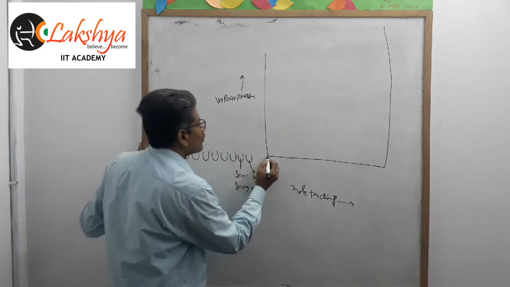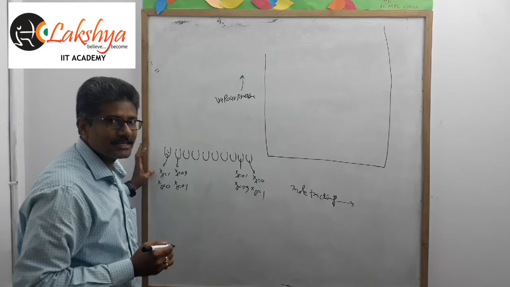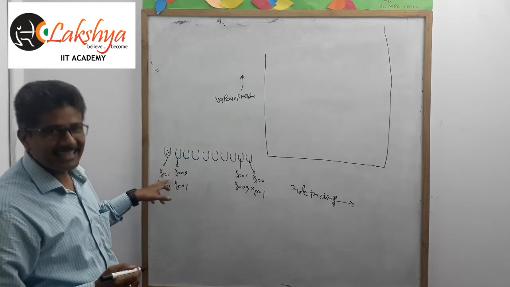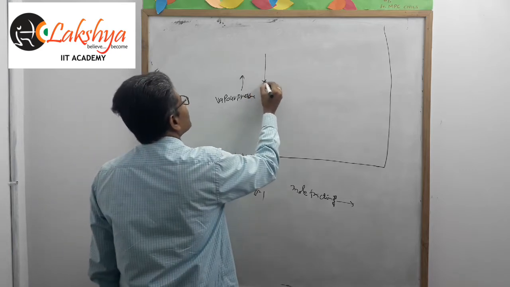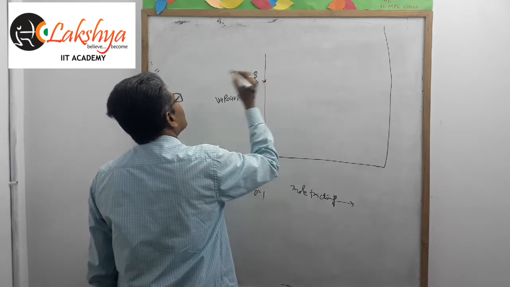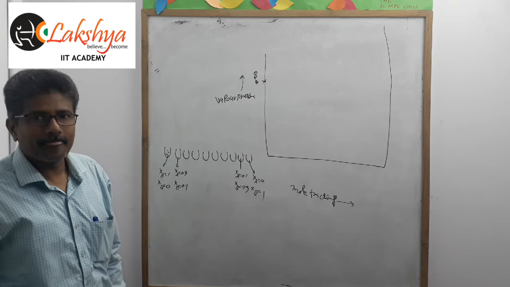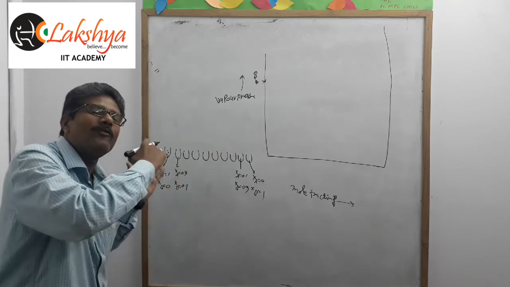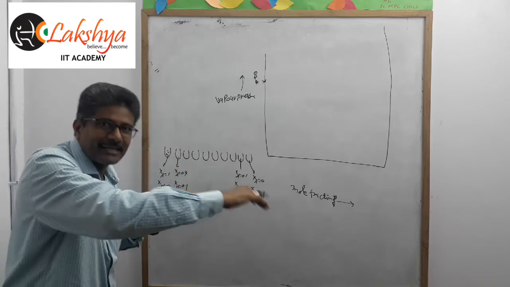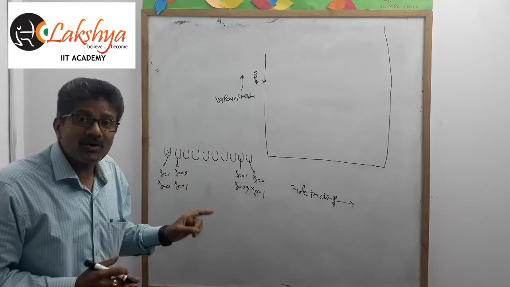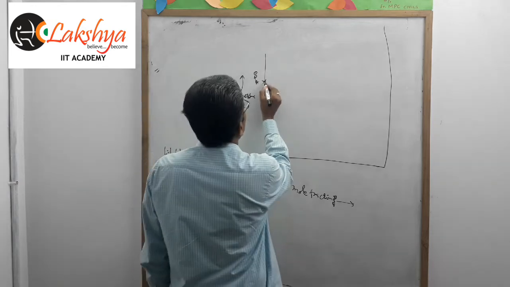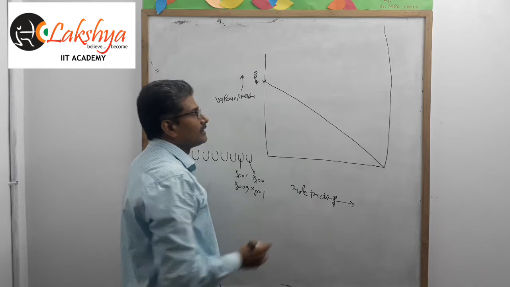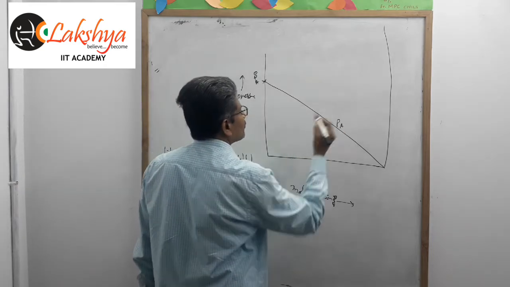In the first case, only A is there, so the total vapor pressure is due to P naught A. That's why this point is called P naught A, the vapor pressure of pure A. In the 10 samples from left to right, the mole fraction of A gradually decreases, so the pressure caused by A also decreases. Therefore, the graph comes like this. This graph shows the pressure of A.